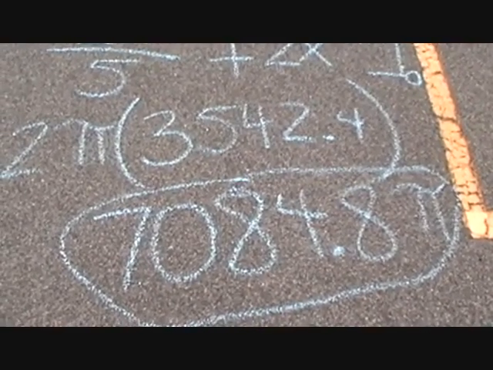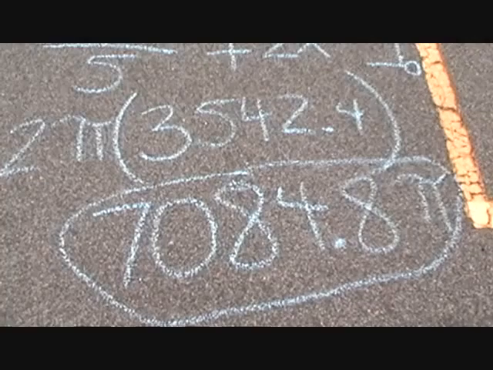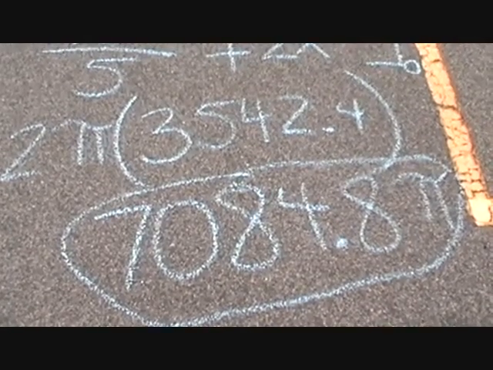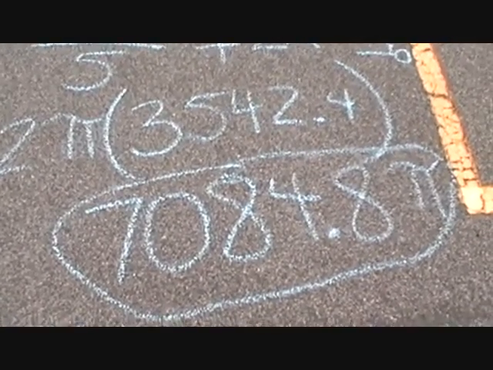7,084.8 pi cubic feet, since that is our units, and every single block on the graph paper represents 1 cubic foot.